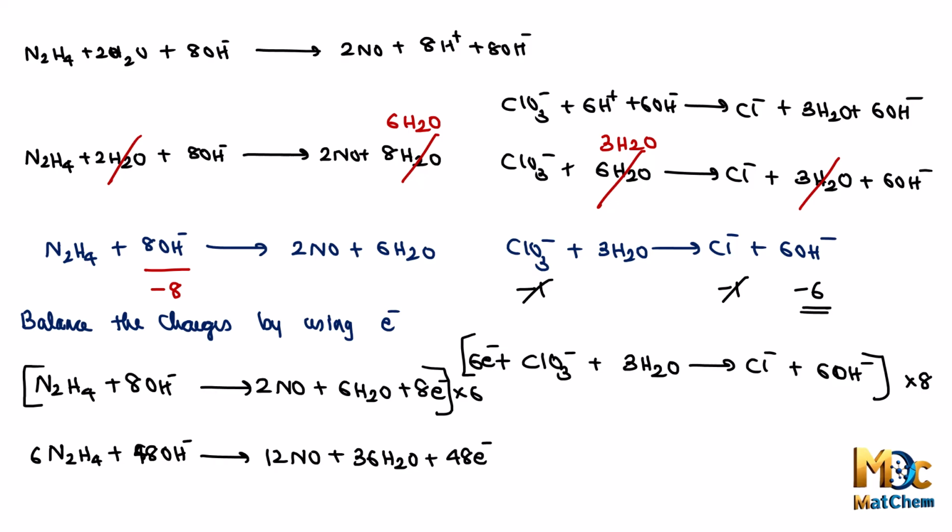Here same way, what you will get? 6 into 8, 48 electrons plus 8 ClO3 minus plus 8 into 3, that is 24 H2O giving 8 Cl minus plus 48 OH minus.